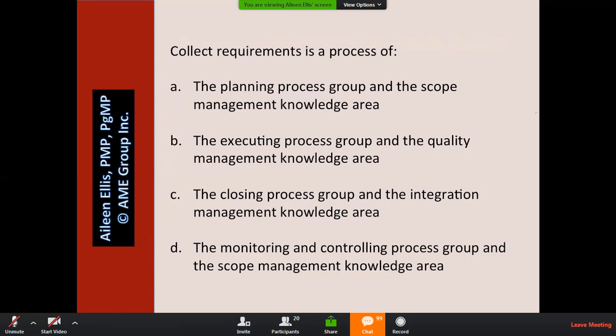Collect requirements is a process of. Whenever you're ready, type your answer into the chat area.